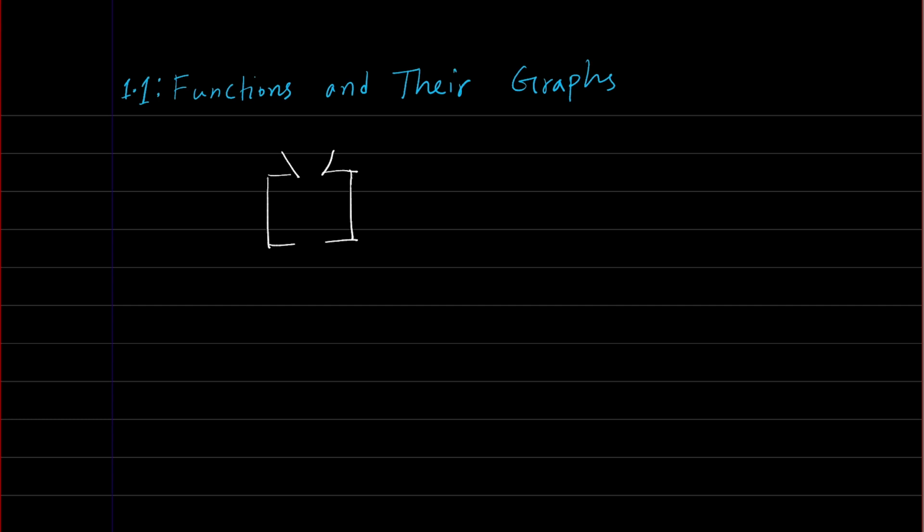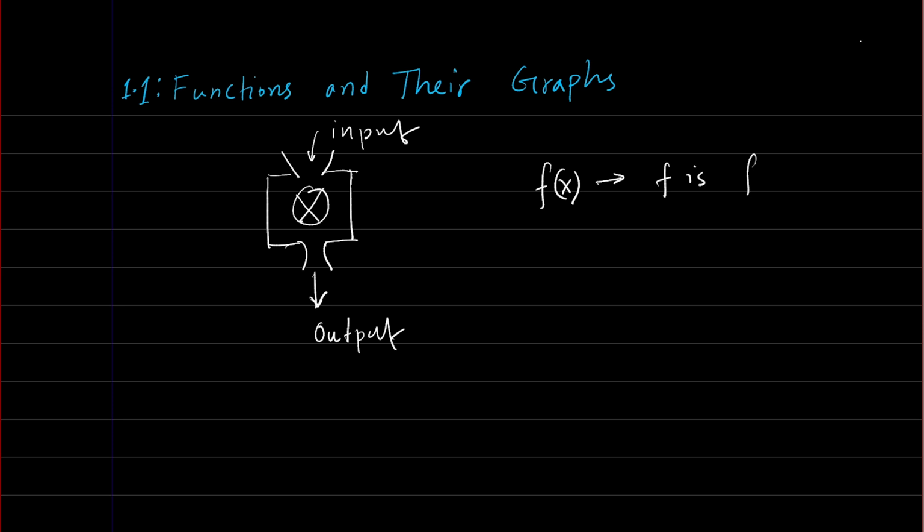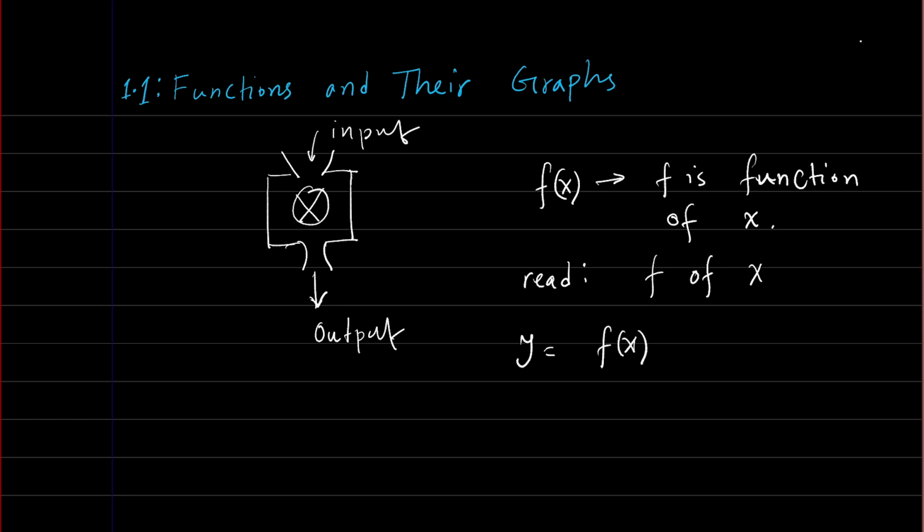A function can take input, do some mechanism, and give some output. For example, in a coffee machine we can input coffee and water, and the machine will give us coffee. In mathematics, the function is written as f of x, f is a function of x. This can be written as y is equal to f of x.